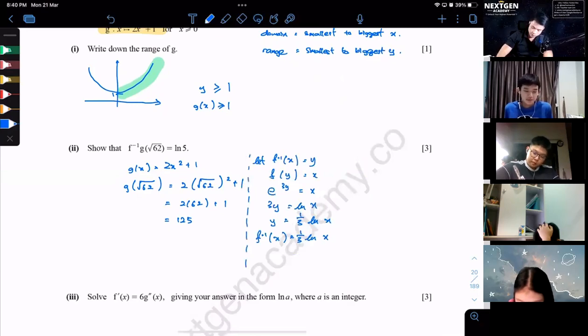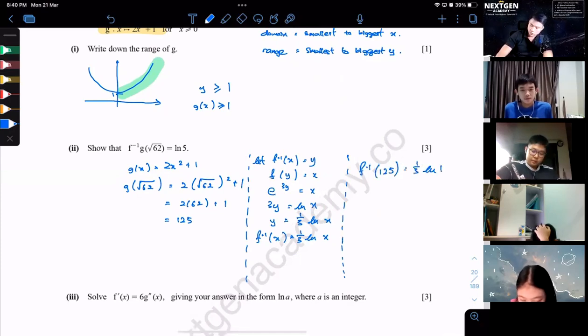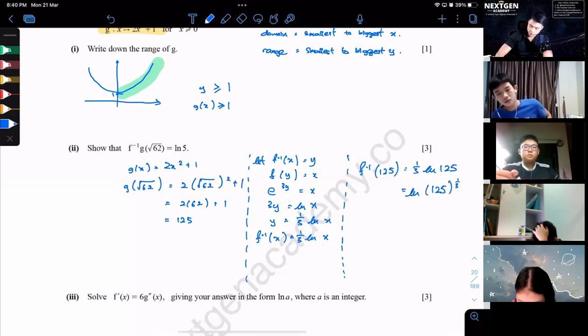Okay, then the last part, we want f inverse of 125, right? So f inverse of 125 is 1 over 3 ln 125. Wait, they want us to prove that it's ln 5, right? So ln 125 to the power of 1 over 3, which is ln 5.